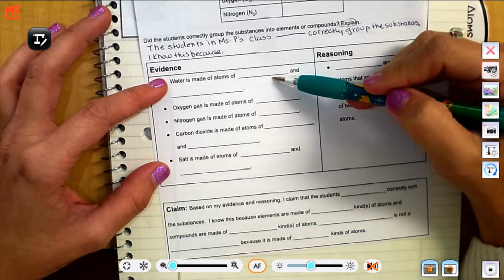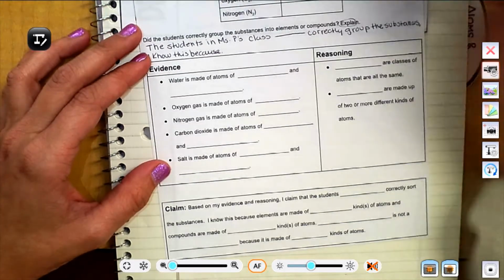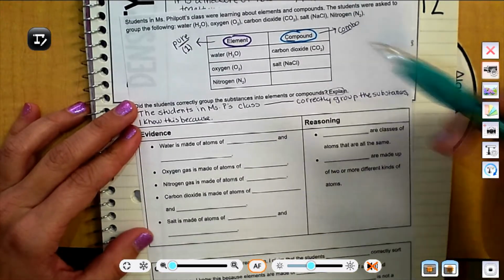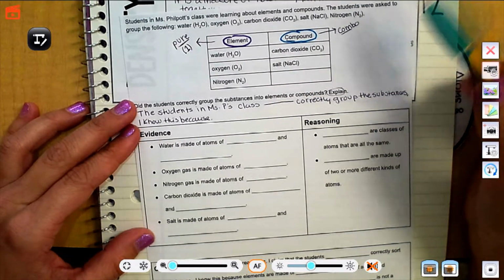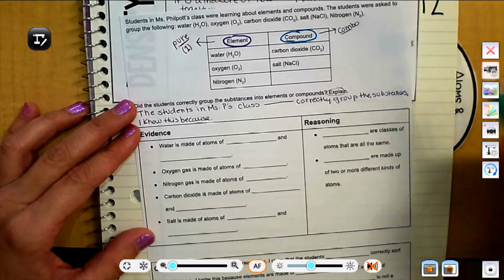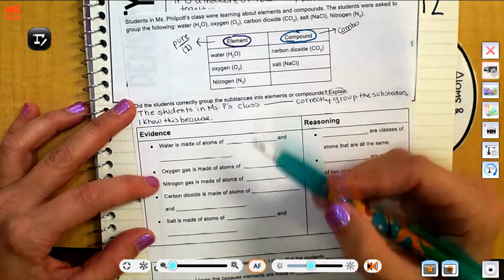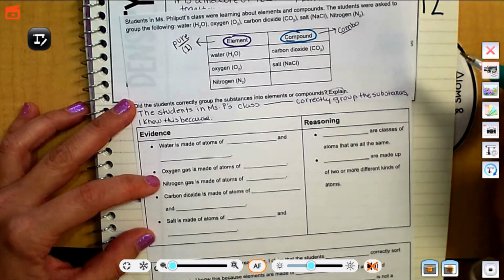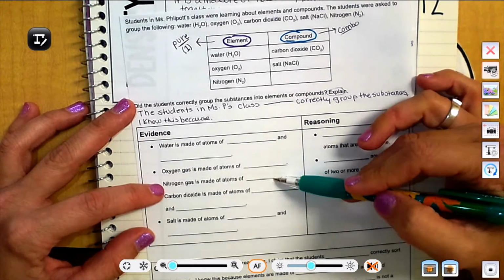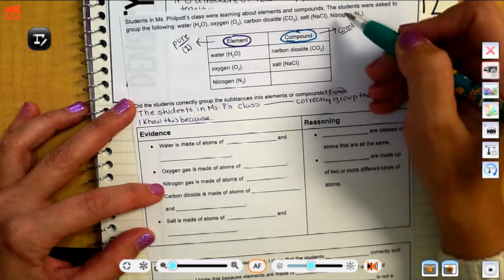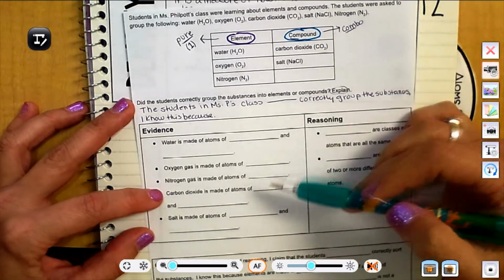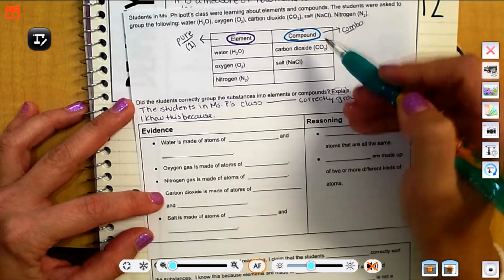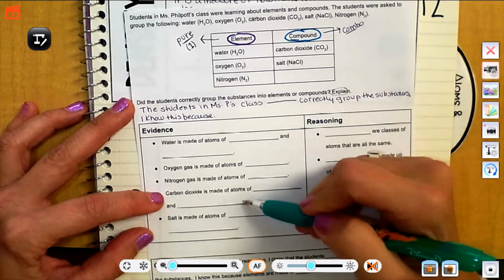So water is made of atoms of, what is water made of atoms of? Oh, I put that up there. What is water made of? So write the two types of atoms that water is made of in this line and this line. Oxygen gas, the next one on there, is made of atoms of what type? Write that in there. Nitrogen gas, so that's over here, is made of atoms of what type? Put that here. Carbon dioxide is made of atoms of, so write the types of atoms there.